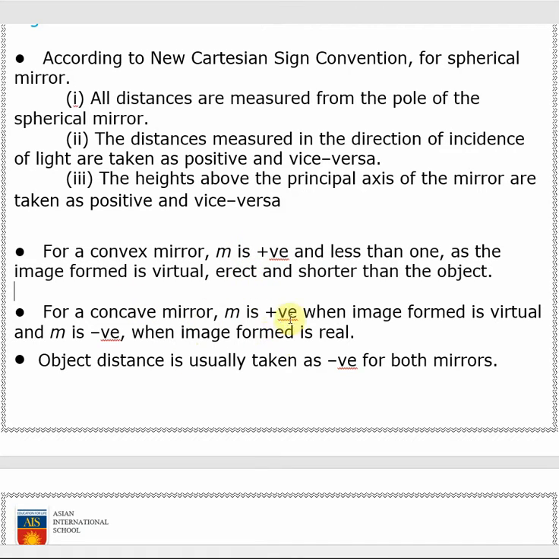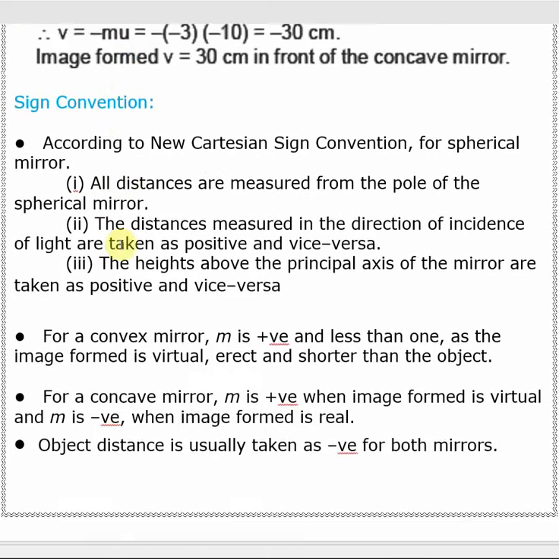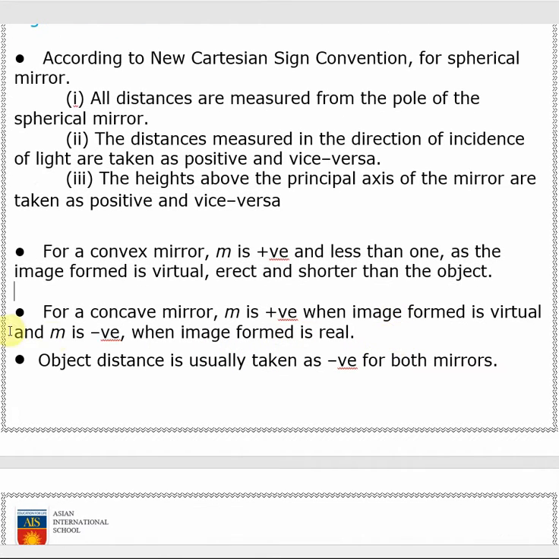In case of a concave mirror, M is plus when the image is virtual, just like the convex one, and M is minus when it is a real image. I just told you that here we have taken M minus because it was a real image. That is only told here: M is minus when the image formed is real. One more very important point to remember is that object distance is usually taken as negative for both the mirrors.